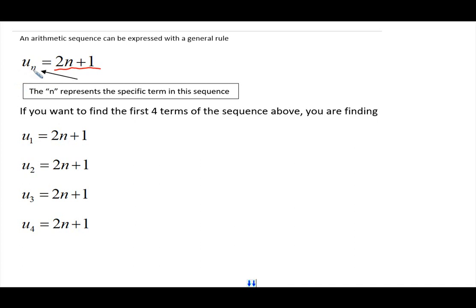Now, u sub n, it's important for you to understand this notation. This notation means that n represents a specific term. So for example, if we say u sub 3, this means the third term in the sequence. So it's important for you to understand the notation here. U sub n just means n can be anything. So u sub 1 would be the first term, u sub 2 is the second term, and so on.